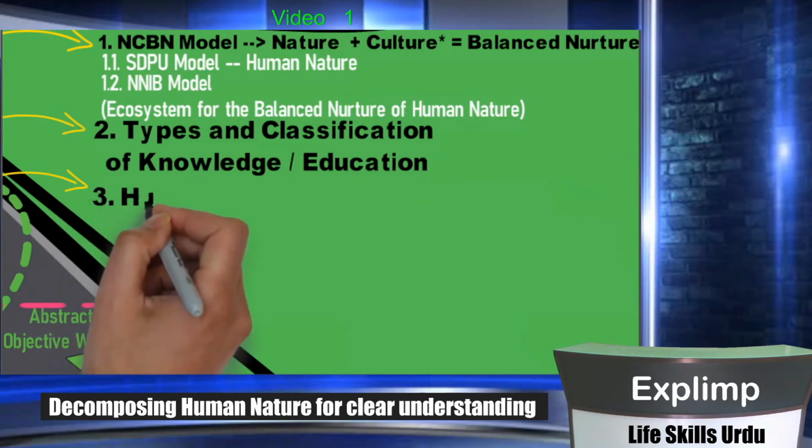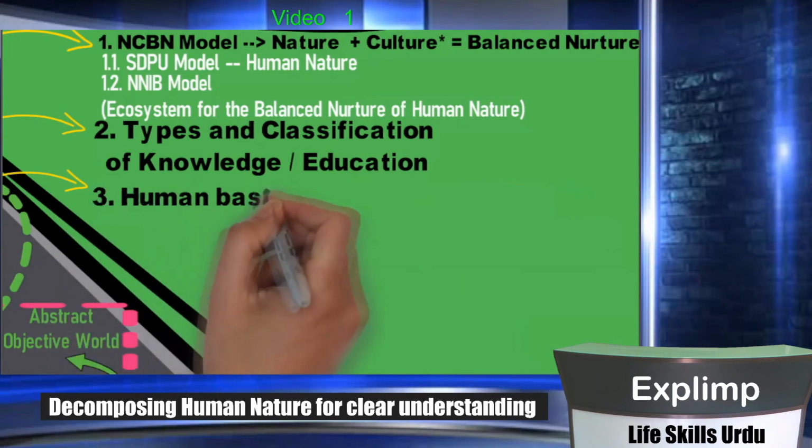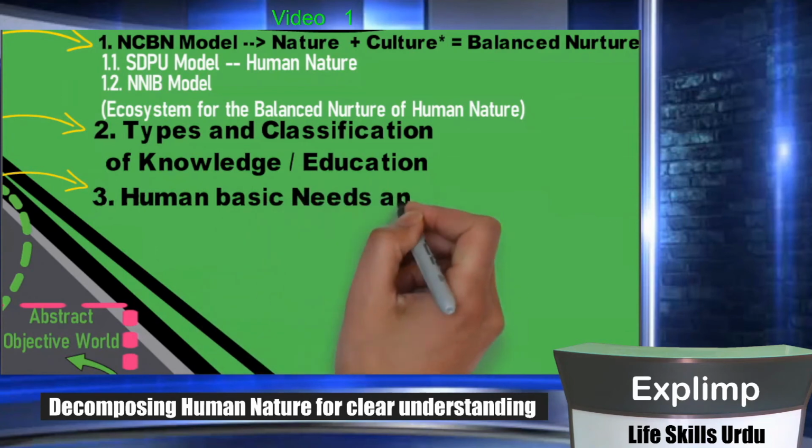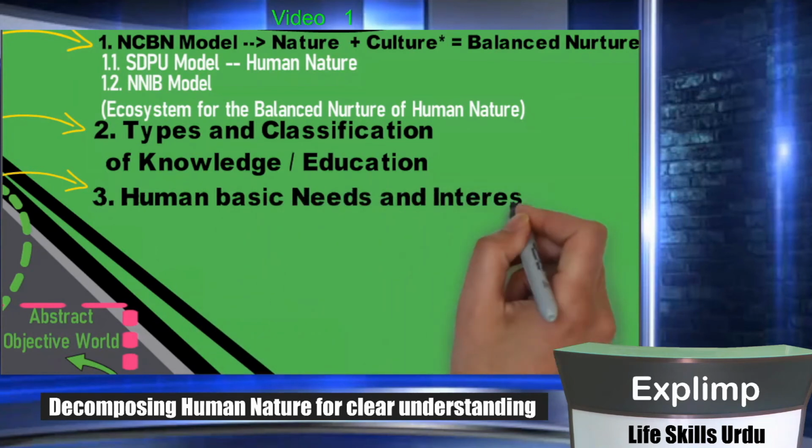And the third point is human basic needs and interests. All these isms like capitalism and communism, if you see them, some are based on interest and some are based on human basic needs. So we just want to show the balance, how we could bring unity between these needs and interests, and how we could fulfill all these things.